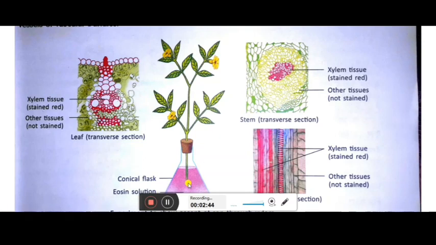Let me tell you about the eosin solution. It is a kind of red ink, or a stain. Eosin solution is widely used in the biolab for staining and coloring purposes, so that whatever you have to see under the microscope is first stained and then can be easily seen under the microscope.